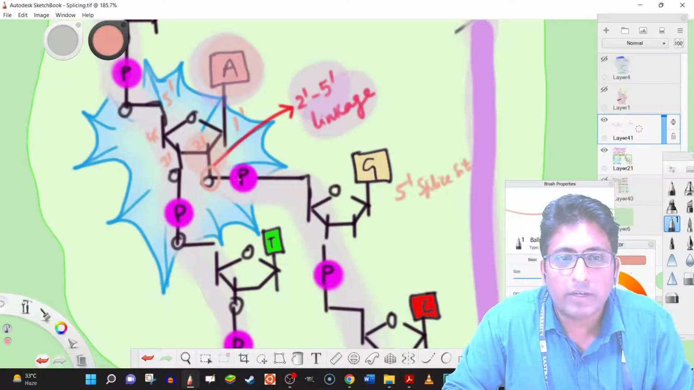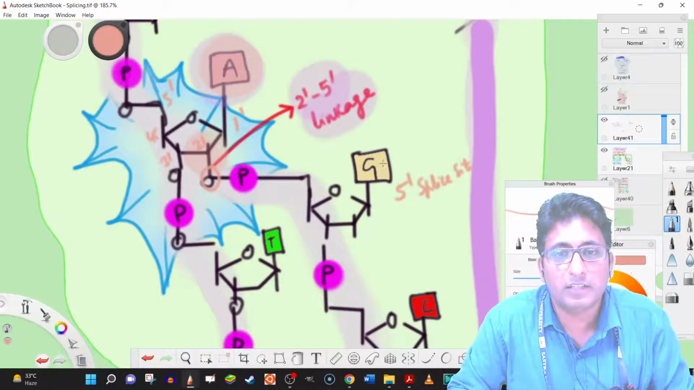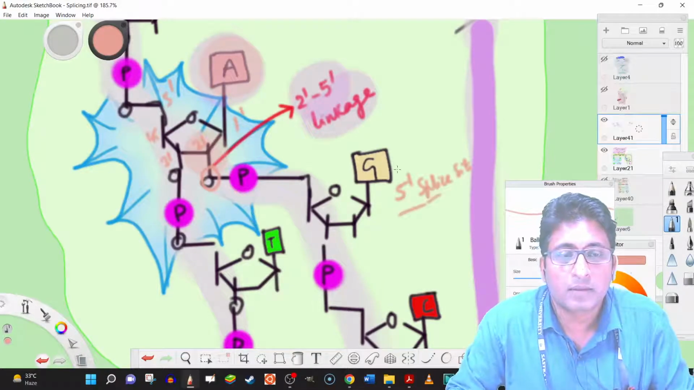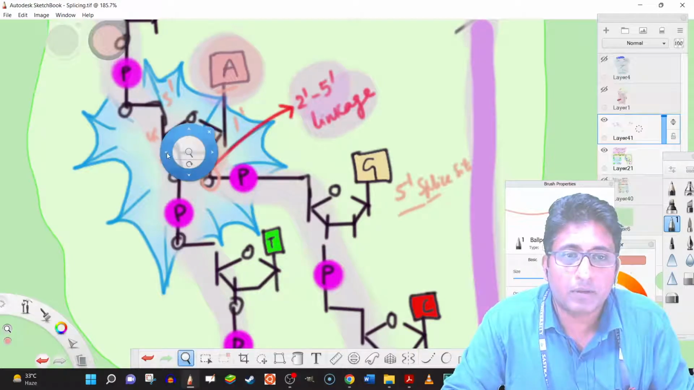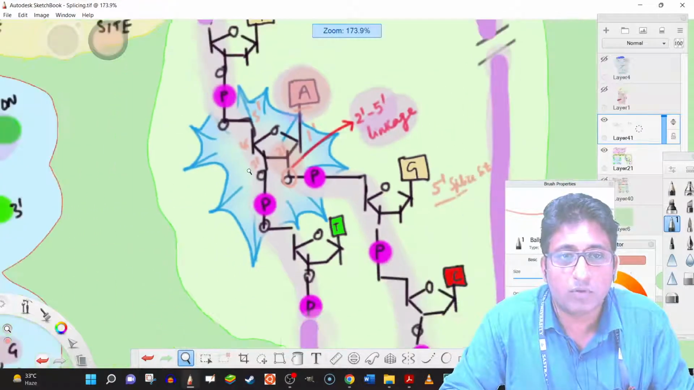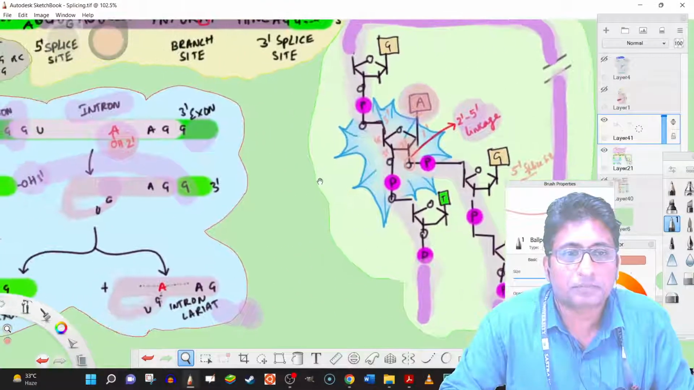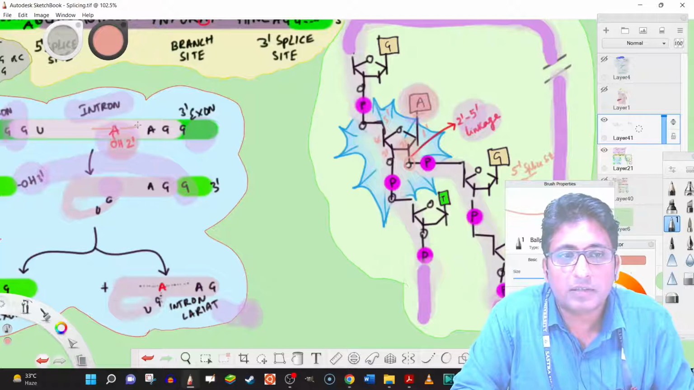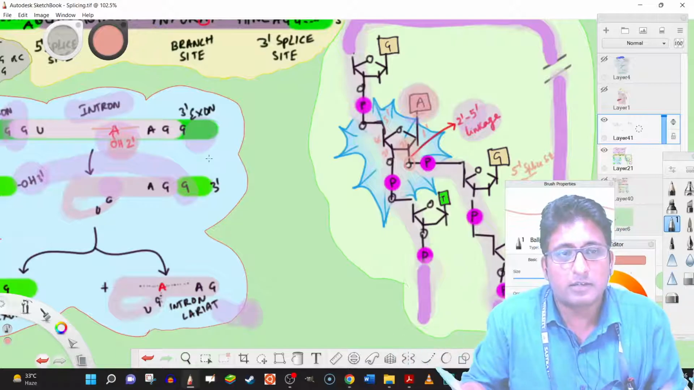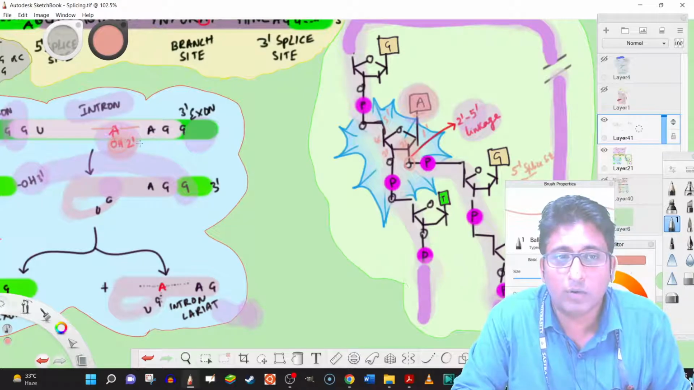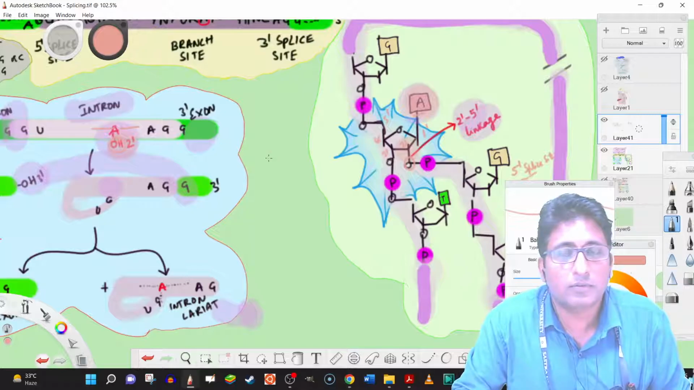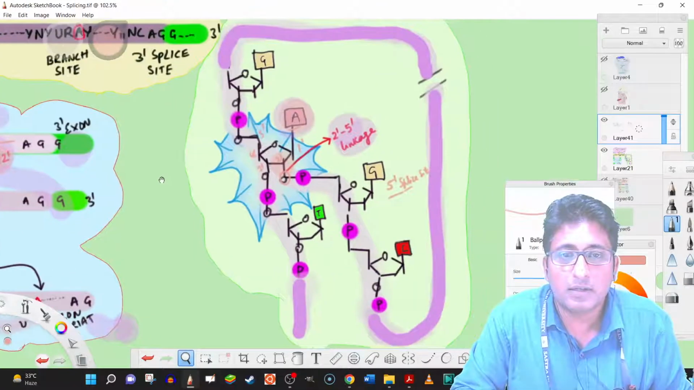So the 2' OH is binding to the 5' phosphate of the guanine that is present on the 5' splice site. And as usual, the branch site adenine is bound to its regular place where it was before, that is this one. Adenine would have had a phosphodiester bond on either side, and now it has made another linkage using the 2' OH and binding to the guanine of the 5' splice site, and that is this.